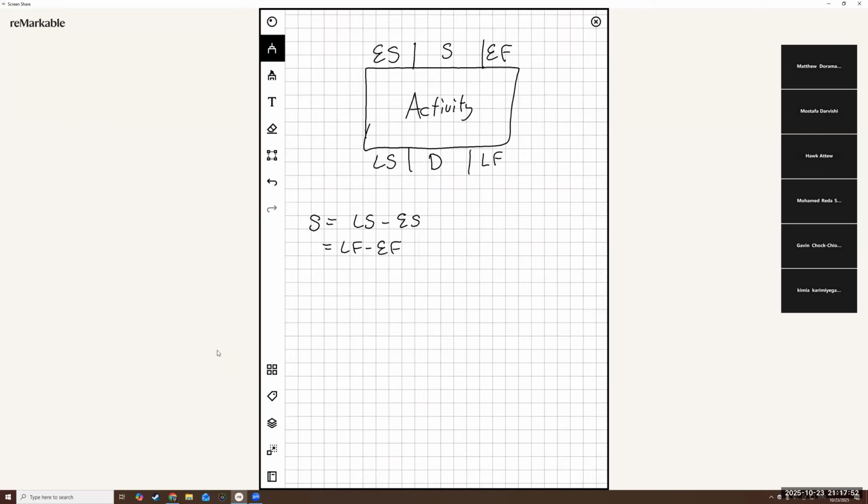Okay, does anyone else have any questions? Okay, Mohammed. So, what is the difference between free float and interfering float? So, basically, the free float is just a simple amount you can delay a project by. So this S value here represents the free float.